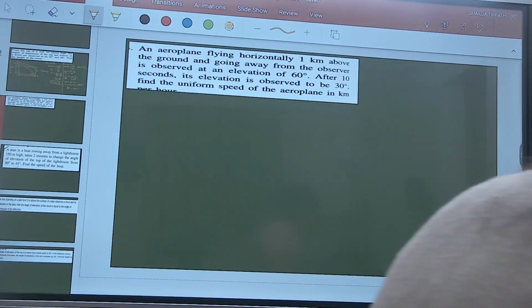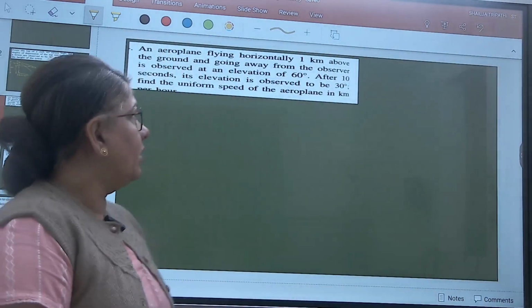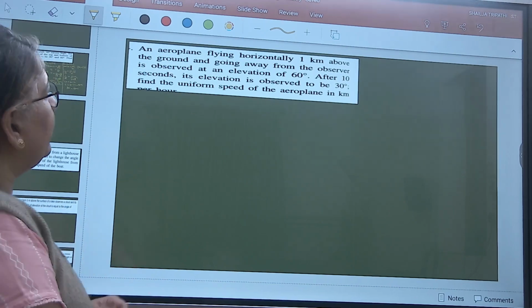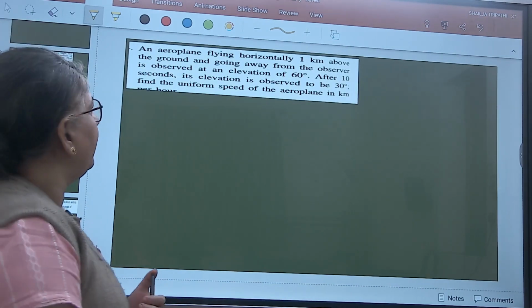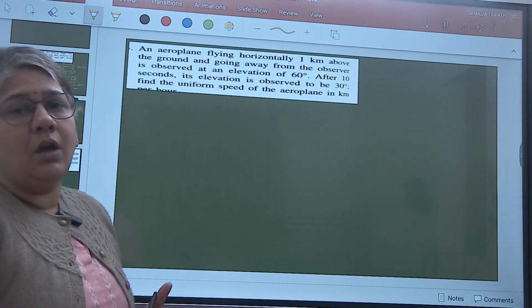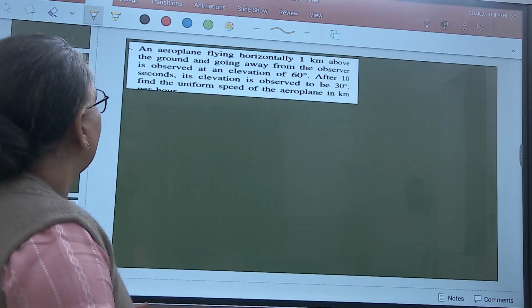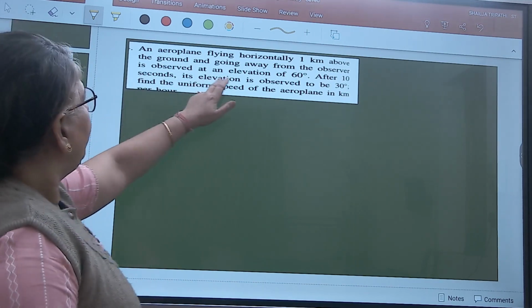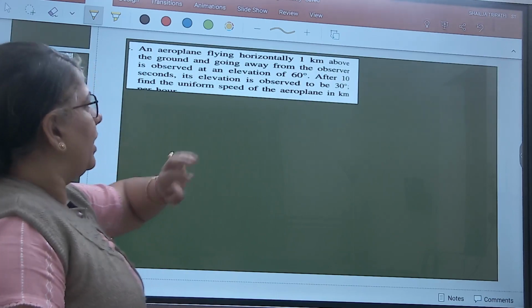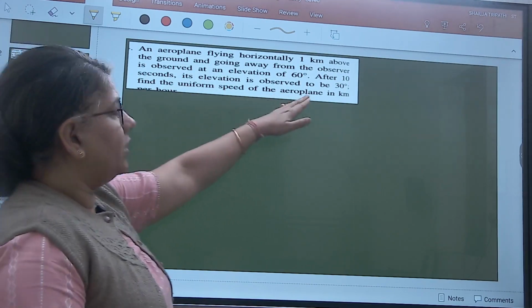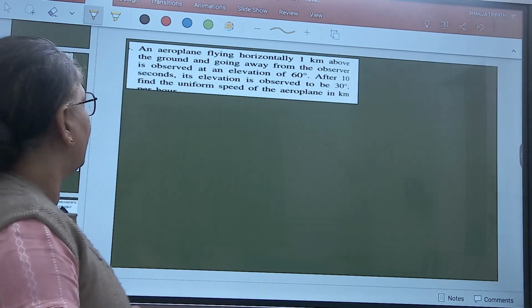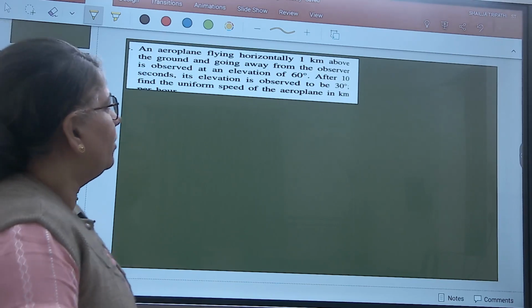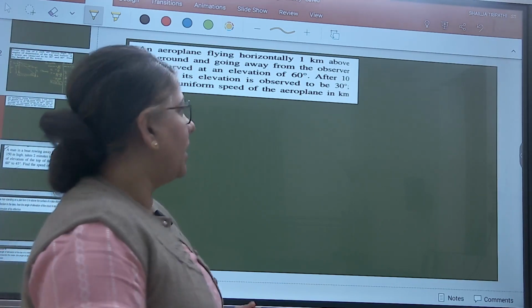Let's see this question. See, an aeroplane is flying horizontally 1 kilometer above the ground and is going away from the observer. It is observed at an elevation of 60 degrees. After 10 seconds, the elevation is observed to be 30 degrees. Find the uniform speed of the aeroplane in kilometers per hour.